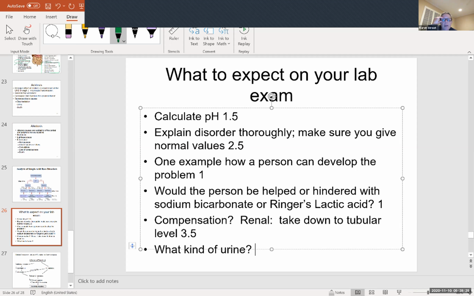Gotcha. So that's roughly how your 10 points break down, and we're going to do that 2 times on the lab. Now, sweeties, you're going to get one of each. If one of your problems is respiratory, then the other one is going to be metabolic. And if one of your problems is acidosis, the other one's going to be alkalosis. So Sarah might have respiratory acidosis and metabolic alkalosis, and Nancy might have metabolic acidosis and respiratory alkalosis. But you're going to have one of each kind.